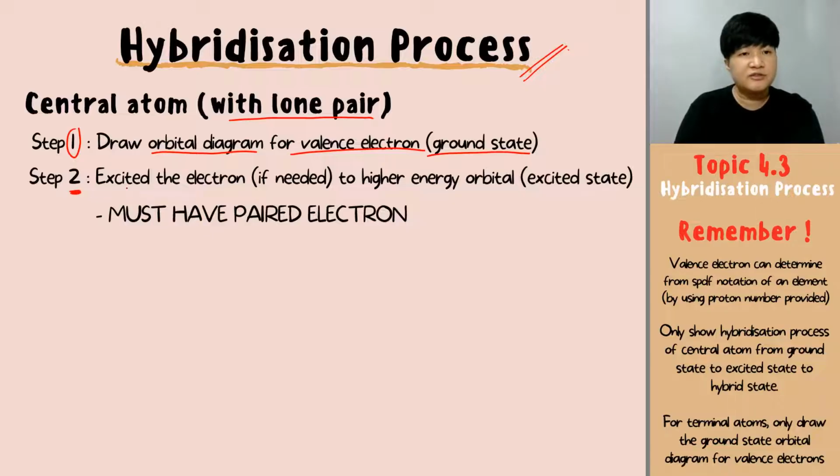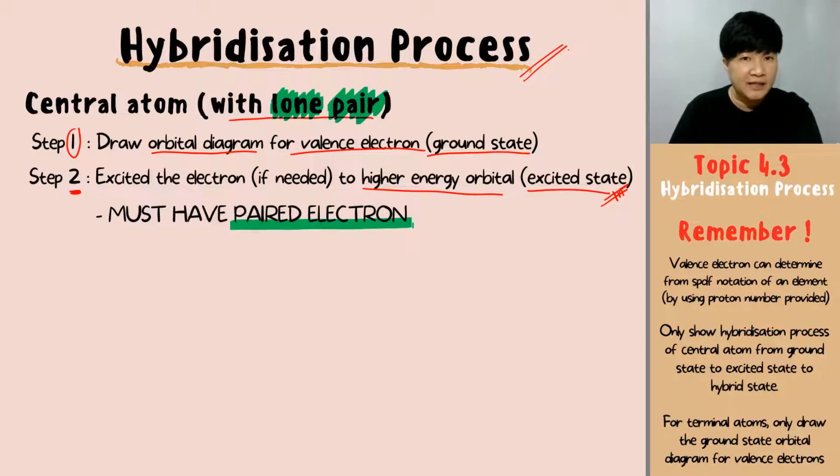Did you realize? In step 2, you are going to excite the electron, if needed, to a higher energy orbital that we call the excited state. We have come across the excited state before this, but if you have a lone pair in your central atom, it will be slightly different, where in your excited state, you must already have the paired electron. The number of paired electrons will be equal to the number of lone pairs. If you have one lone pair at the central atom in your Lewis structure, then you must have one paired electron in your excited state.